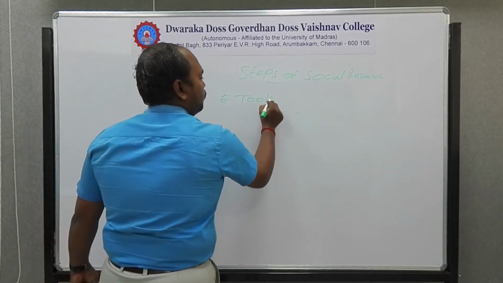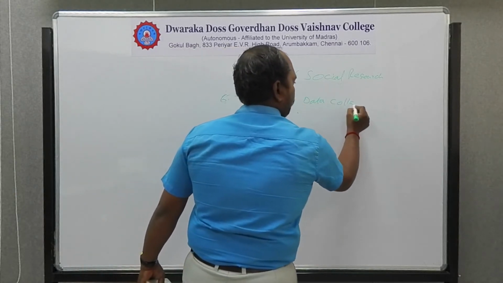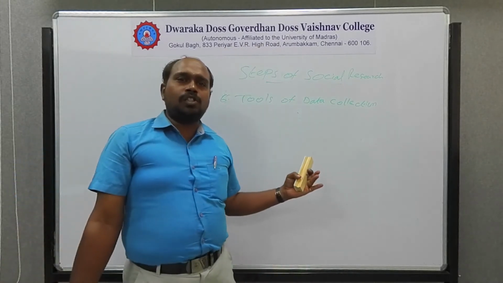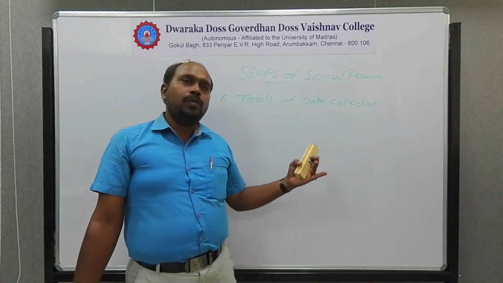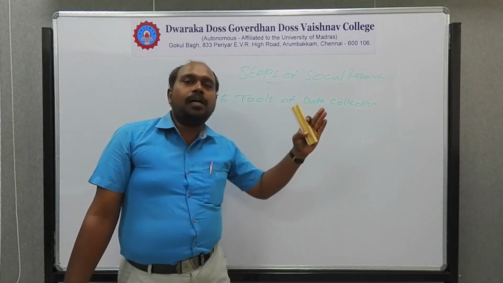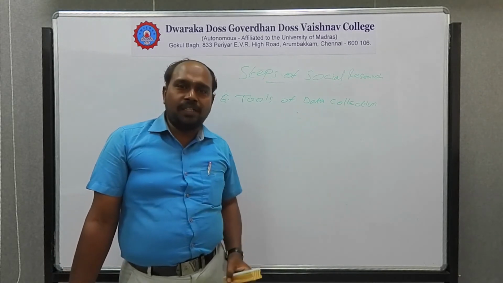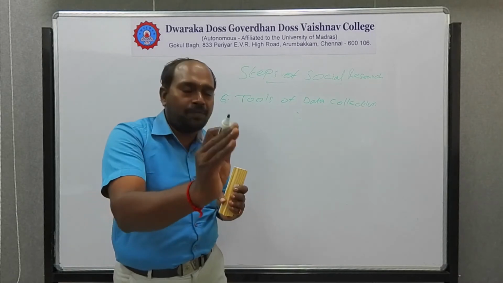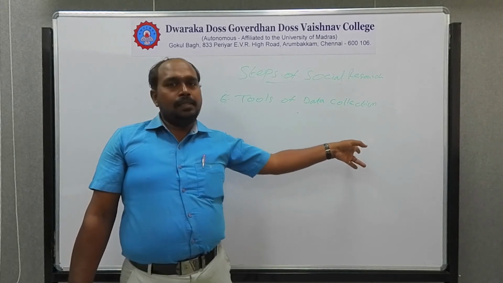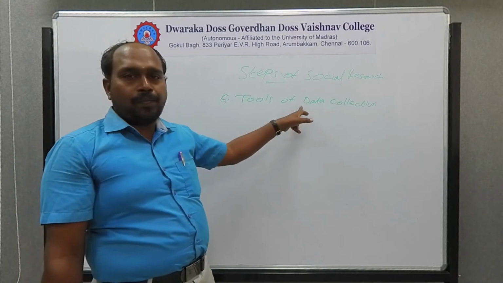Tools of data collection. After selecting the research problem through the review of literature, you have framed the hypothesis, then you went to the design of action, that is, which research design is appropriate for your study. Then after that you have found the sample through the types of sampling. Next one is tools of data collection.